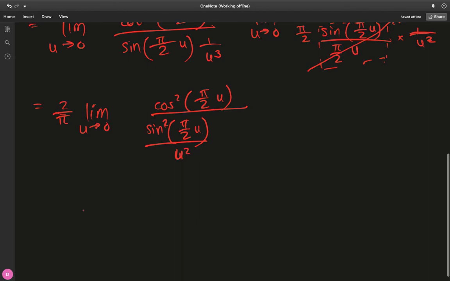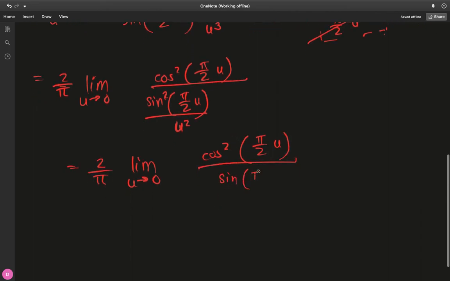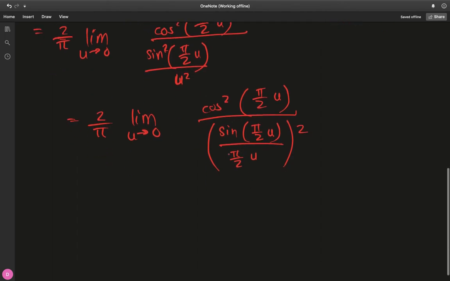So let's write this as 2 over pi times the limit as u goes to 0 of cosine squared of pi over 2u divided by sine of pi over 2u, divided by, let's multiply and divide by pi over 2, in a square. I'm taking basically the square on both these things because we had a sine squared and a u squared, but we introduced this factor of pi over 2 squared, so we also need to multiply that in the numerator. So pi squared over 2 squared, which is 4.